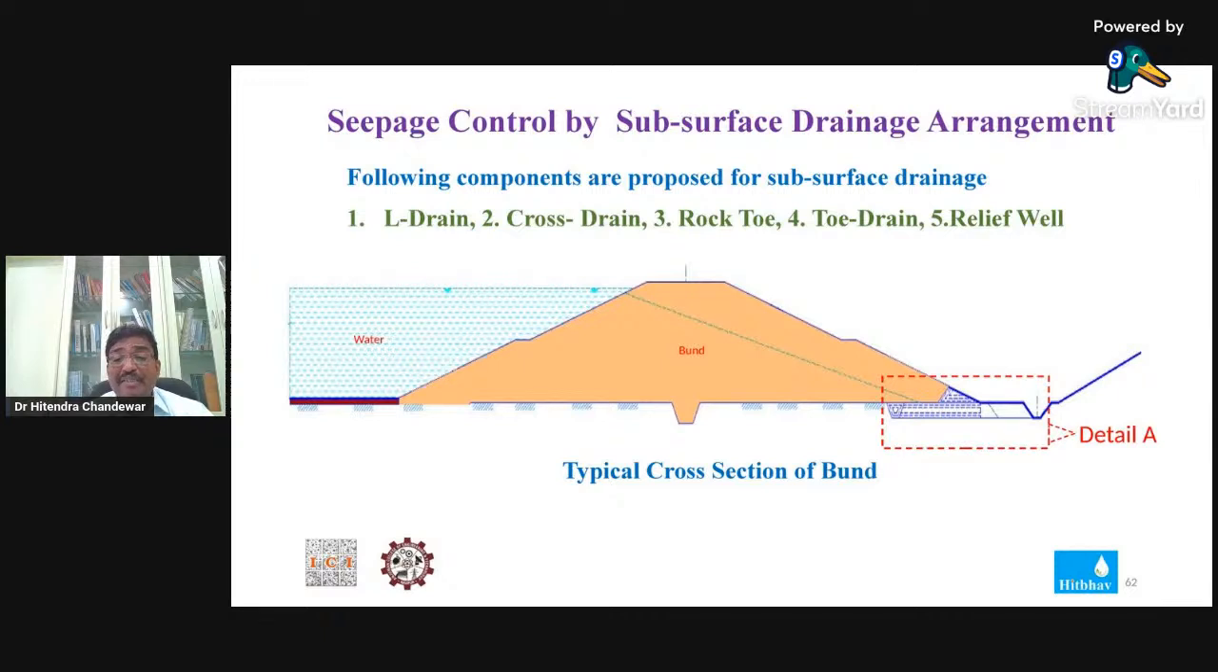You will find two or three types of drainage system. One is the tabular type. This is a longitudinal drain. Then from this to this toe drain, which we will call a cross drain, and this is the rock toe portion. Again, in the rock toe you will find two or three layers of filter material. This is elaborately explained further on.